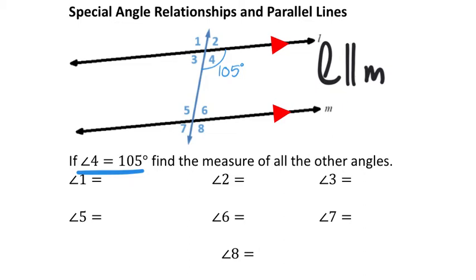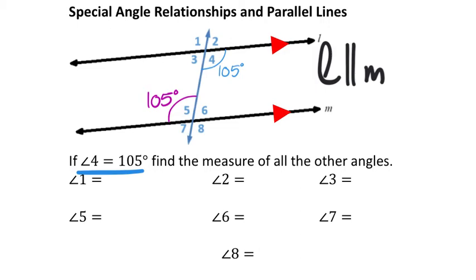I'm going to start with angle 5 right here. Angles 4 and 5 are alternate interior angles. And since the lines are parallel, that makes them the same. Angle 5 is 105 degrees. They are congruent.